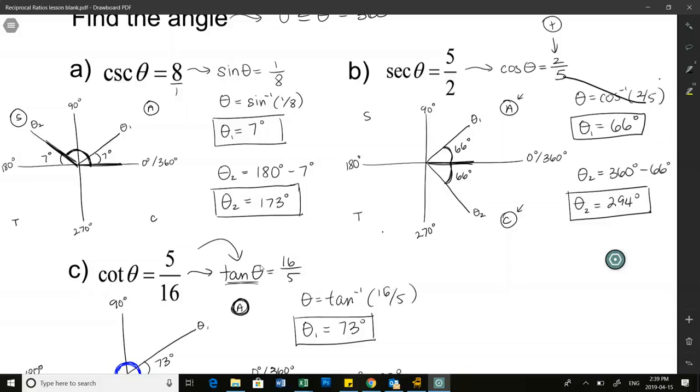Let's look at the CAST rule here. Where are the potential areas where cosine is negative? Okay, perfect. So I would be placing my angles in the S and the T quadrant, and then I would solve from there, right? So I just need to decide, based on this CAST rule, where my possible angles are, based on which trig ratio I'm taking the angle of, like cos of theta, sine of theta, tan of theta, and then if it's negative or positive. Okay? That's how we place our angles.